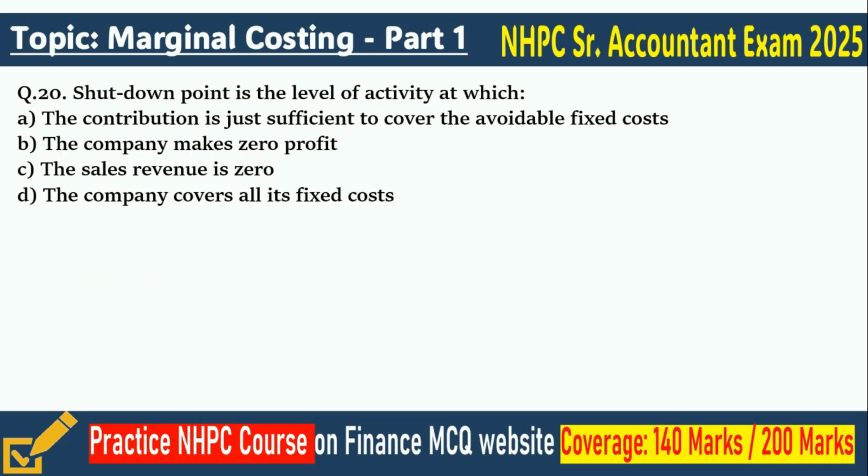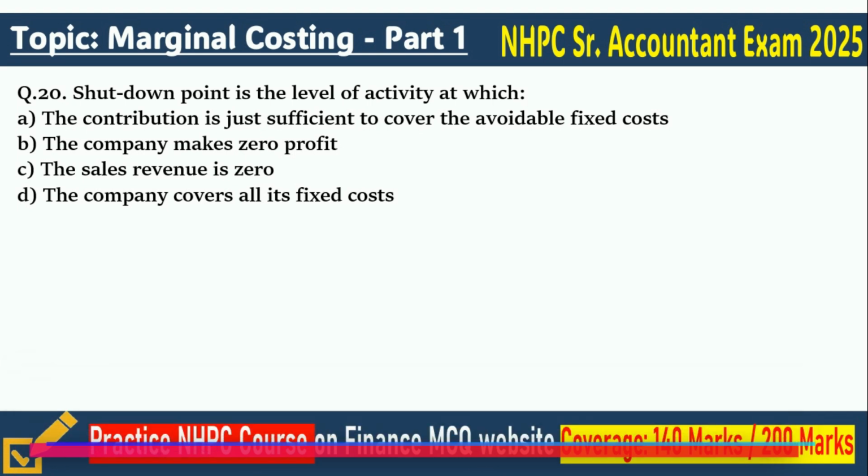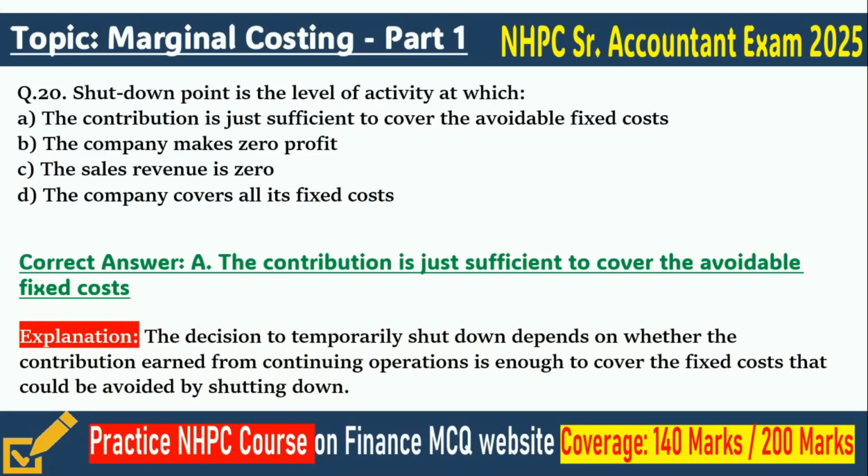Next question. Shutdown point is the level of activity at which option A, the contribution is just sufficient to cover the avoidable fixed cost. Option B, the company makes zero profit. Option C, the sales revenue is zero. And last option, the company covers all its fixed cost. So what is the correct answer? Please think over it, friends. The correct answer is option A. The contribution is just sufficient to cover the avoidable fixed cost. So, friends, the decision to temporarily shut down depends on whether the contribution earned from continuing operation is enough to cover the fixed cost that could be avoided by shutting down.